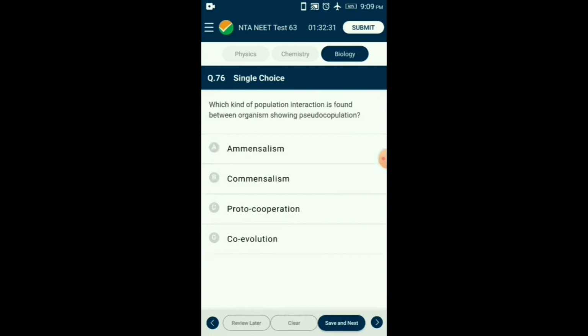Question number 76. Which kind of population interaction is found between organisms showing pseudocopulation? The Mediterranean orchid Ophrys employs sexual deceit to get pollination done by a species of bee. One petal of its flower bears an uncanny resemblance to the female of the bee in size, color, and markings.